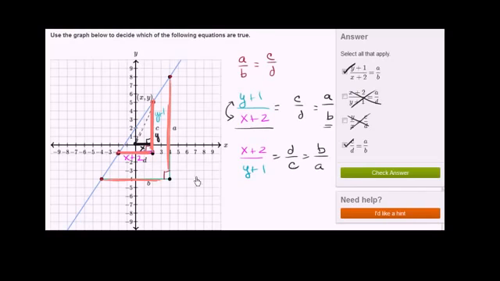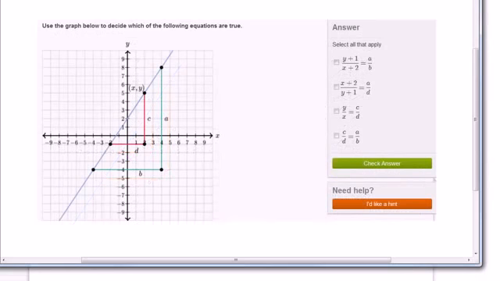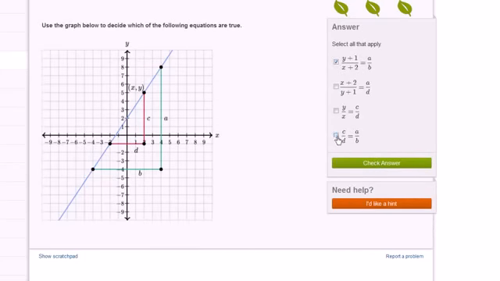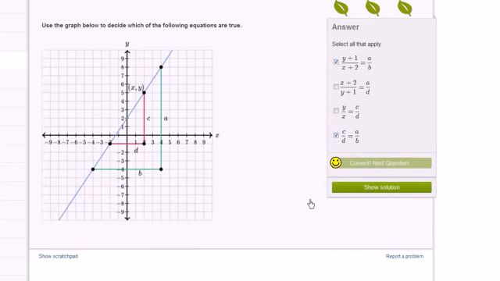Now let's actually input it into the exercise and make sure that we got it. We have that one, and we have that one, and we can check our answer, and we got it right.